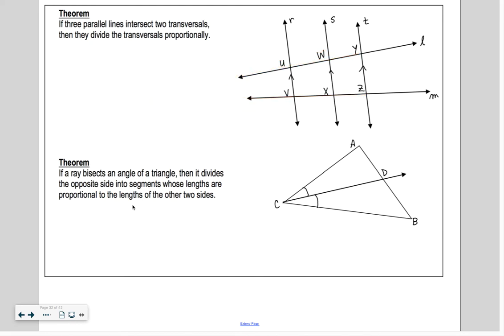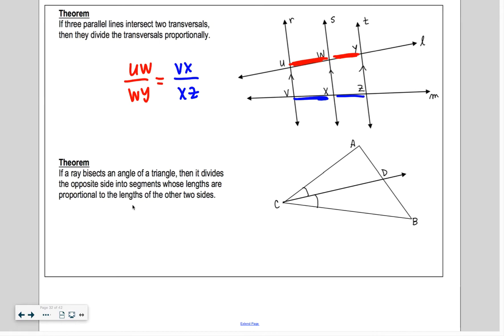So what we're using instead is that UW over WY is equal to, what do you guys think? Max, you with me? So UW over WY is equal to VX over XZ. So we just go in that same order. So it's still kind of that triangle proportionality theorem. Do you guys see it? We don't have a name for this one.